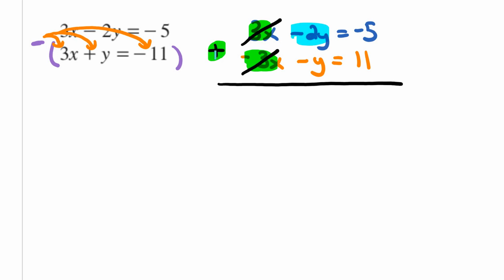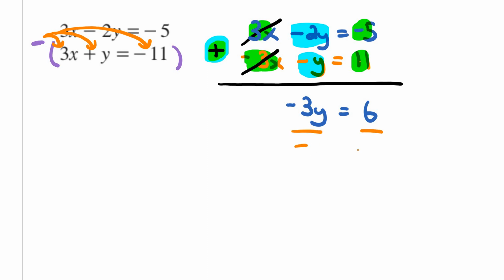And then I have a negative 2y plus a negative y. So negative 2y minus y is going to be negative 3y. And then finally, I have a negative 5 plus 11, so negative 5 plus 11 is going to be positive 6. And then I can divide both sides by negative 3, and then y would equal negative 2.